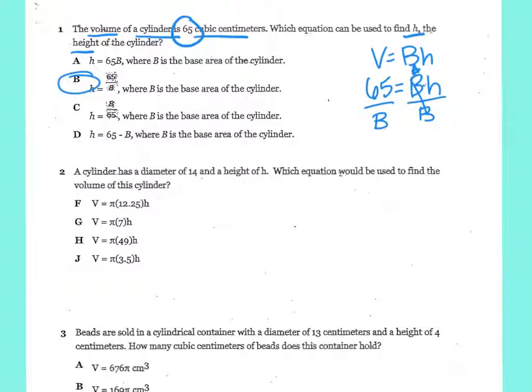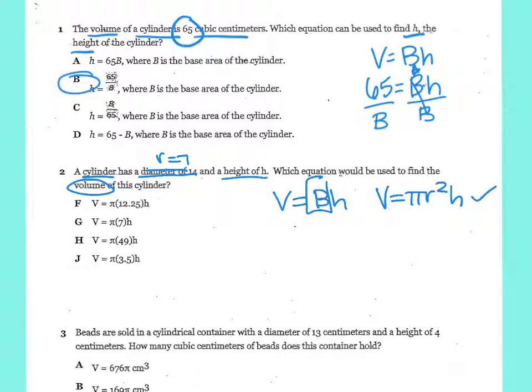Number 2, a cylinder has a diameter of 14, so a radius of 7, and a height of h. Which equation could be used to find the volume of the cylinder? So same formula, area of the base times height, but we need to know that we're really using this one. Since it's a cylinder, our base is a circle, so area of the base would be pi r squared. So pi times 7 squared times height. Okay, so looking at my answer choices, I see 7, but it's 7 squared, which is actually 49. So that should be H.